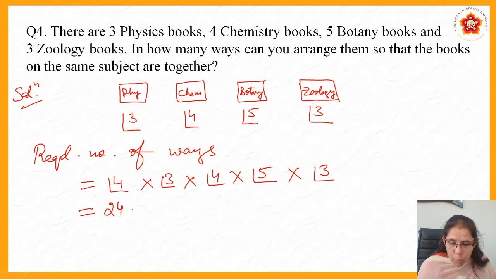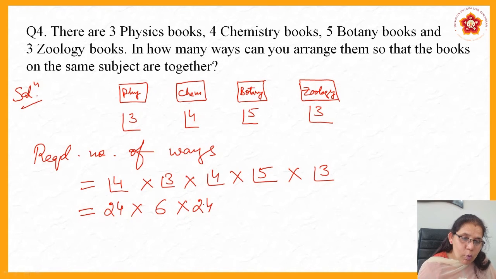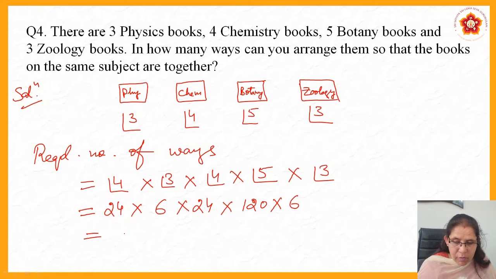Now solve it. What is the value of factorial 4? By now you must be knowing it. 24. What is the value of factorial 3? 3 2s are 6. What is the value of factorial 4? Again 24. 4 into 3 into 2 into 1. What is the value of factorial 5? 5 into 4 into 3 into 2 into 1. So that is 120. Factorial 3 is 6. Multiply all of them together and see what is your answer. Please do it.